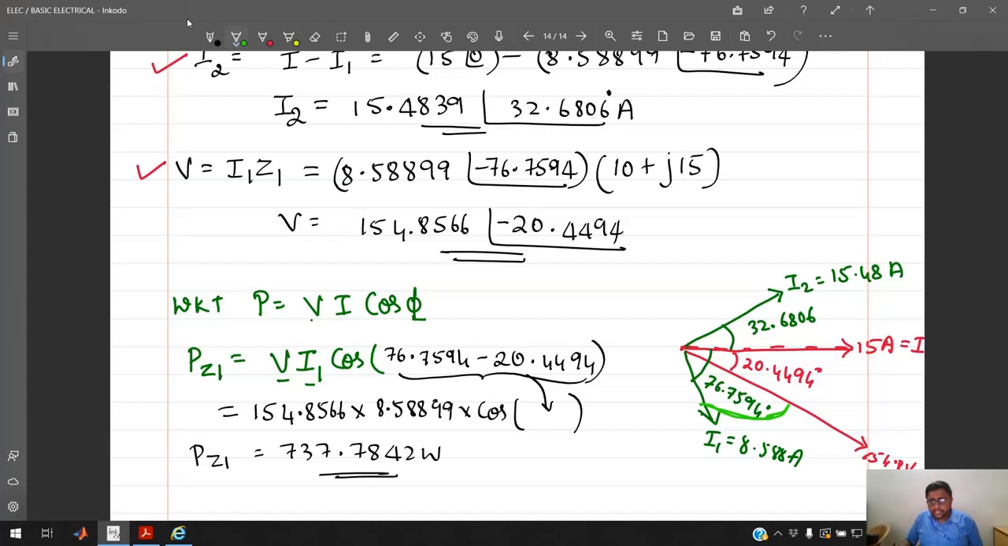Now the angle between the voltage V, which is minus 20.4494, and the current I2, which is 32.6806. So your total angle will be the addition of the angle of the voltage and the angle of the current.